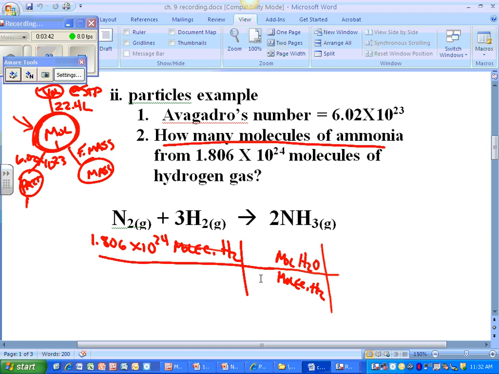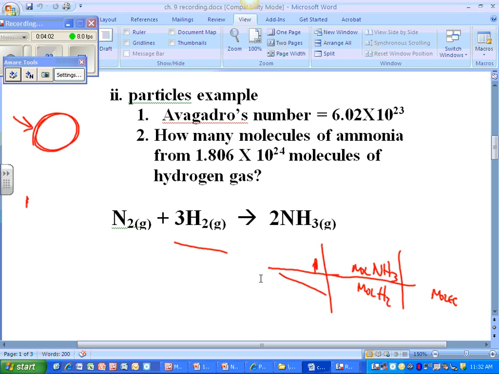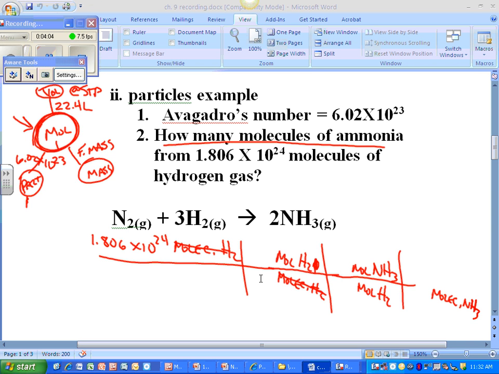So I've gotten rid of the label molecules of hydrogen. I've gotten it into moles of hydrogen. Now, I can go from moles of hydrogen into moles of ammonia, NH3. And since the problem is asking how many molecules of ammonia, now I can go from moles of ammonia into molecules of NH3. Now, moles have canceled.